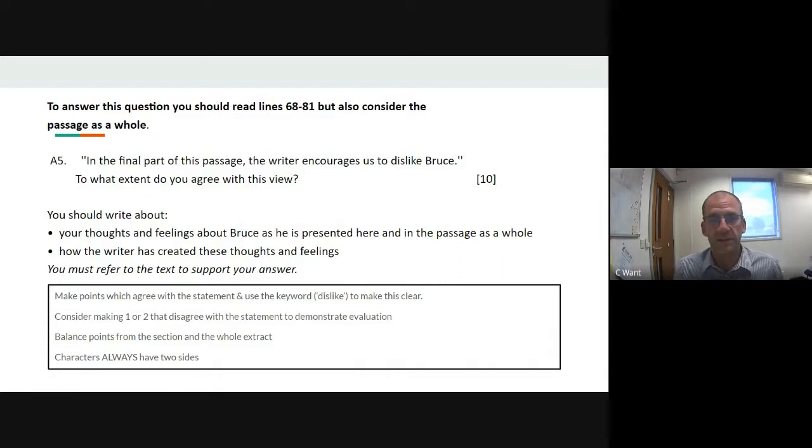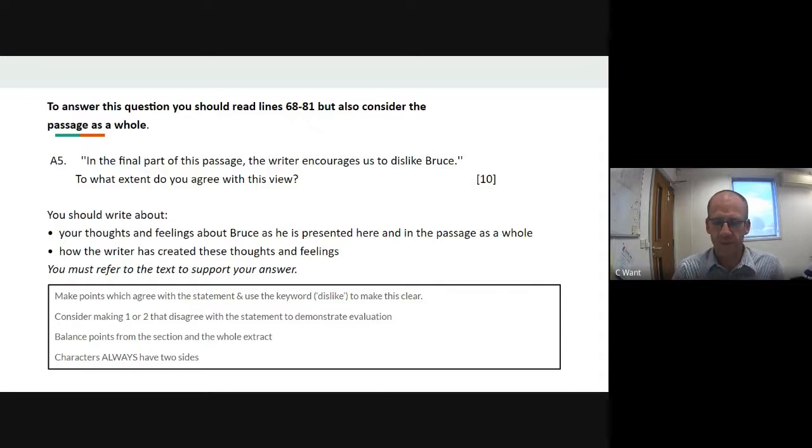But if you are aiming for the highest grades, you should also give 1 or 2 points that also disagree with the statement. This is where the evaluation skill comes in. It is a really sophisticated ability to be able to see 2 sides of any argument, 2 sides of any point. And that's what we're testing here. So are you able to see how, yes, he is unlikable because he's quite sexist, he's quite judgmental, he objectifies her. Here's my evidence for these separate points. However, can you also see that there are points where he is quite warm and he gives the impression of being like a cousin, I think she says. So try and see 2 sides of the character. Characters always have at least 2 sides.